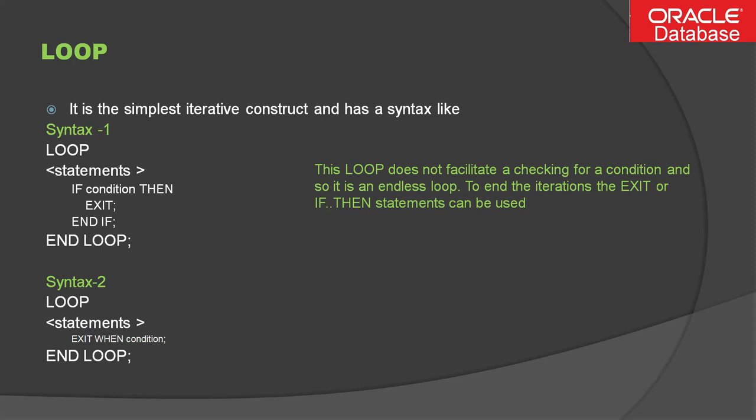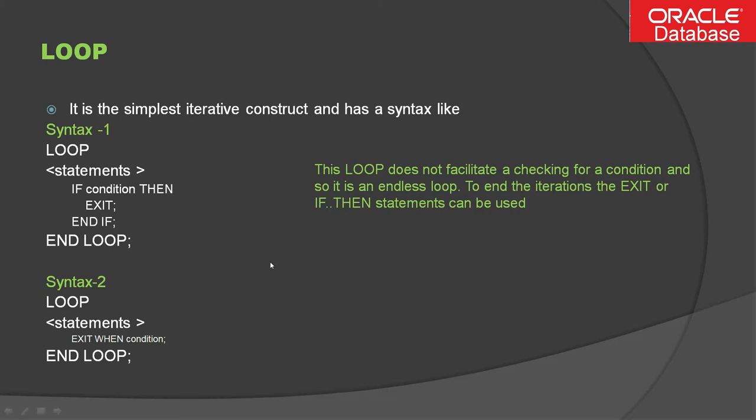When we talk about the loop, it is the simplest iterative construct and has a syntax like here, you can see there are two syntaxes. You have to write the loop and then end loop, and between these you have statements. So these statements will be executed, right? And within that you have to specify the exit condition. If condition, then exit. If this condition evaluates as true, then we have to exit from the loop. And after end loop, whatever code you have will be resumed.